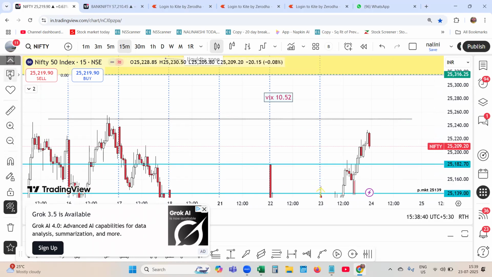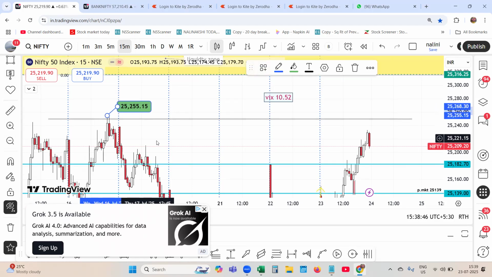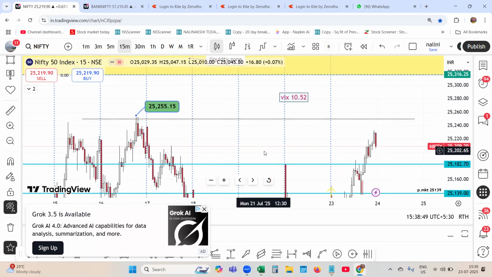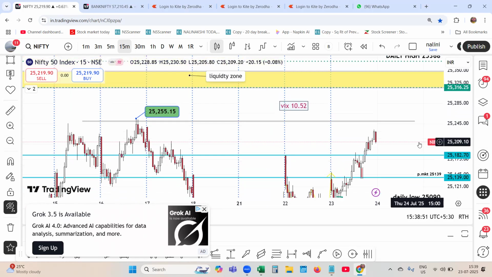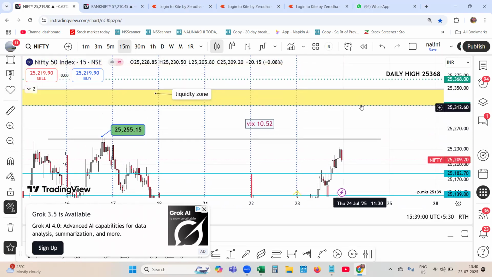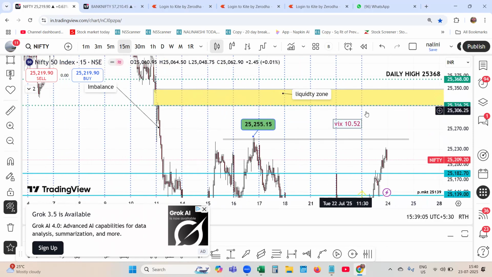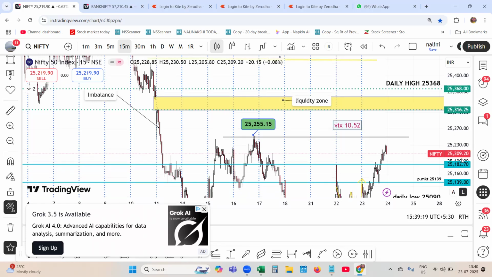Go to the price note. I'll take it out. 25,255. There definitely it is again a top inducement in the market, and if the market gaps up, this is the immediate liquidity zone, liquidity pool. There is a dynamic liquidity because the market gapped down and continued to move downwards.